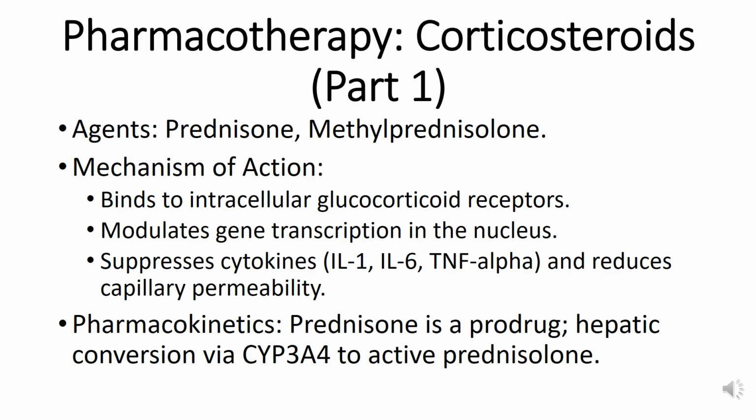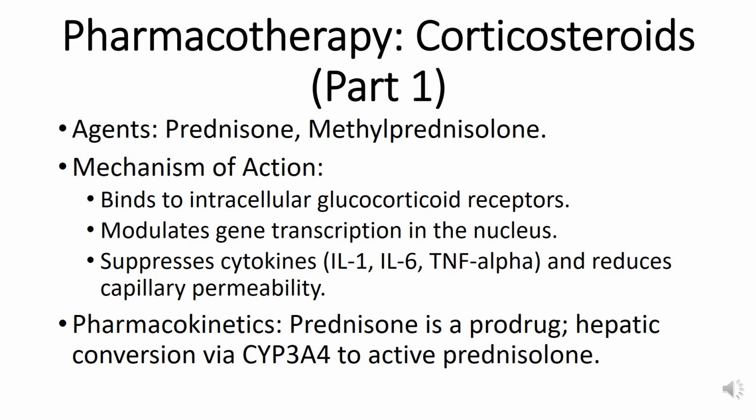Now let's look at the pharmacokinetics of prednisone. Prednisone itself is not fully active. It is considered a prodrug. After absorption, it travels to the liver. In the liver, enzymes convert prednisone into its active form, prednisolone. This conversion is essential for therapeutic activity.